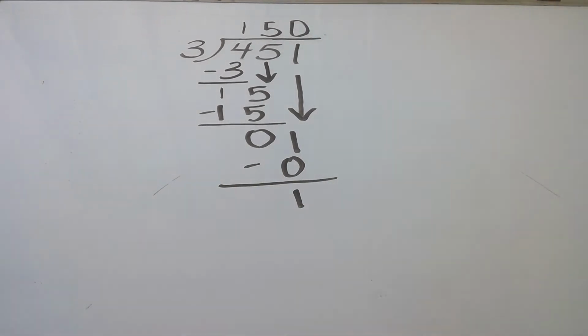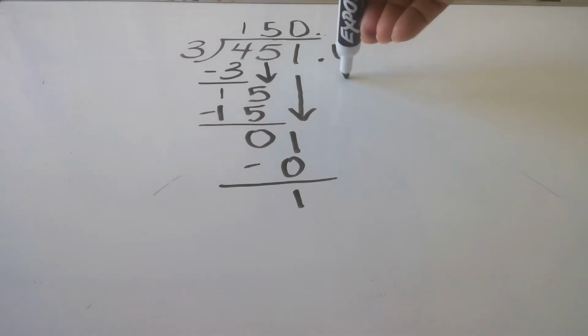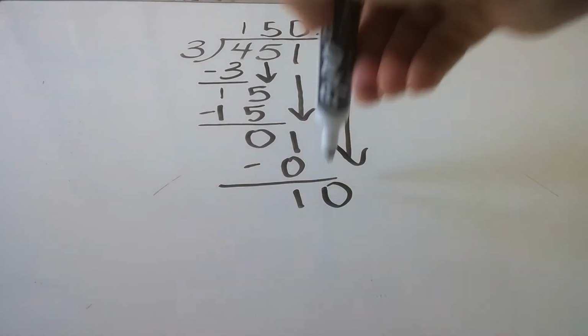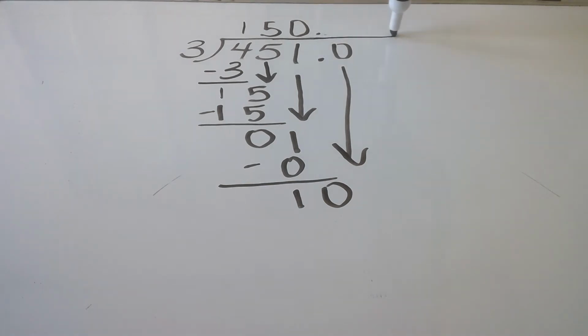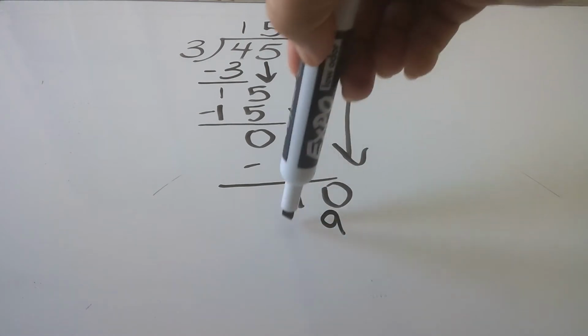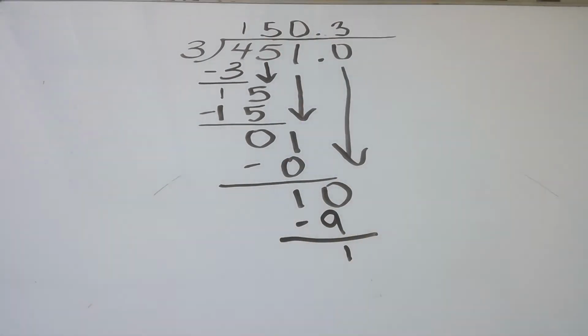What we do is we'll add a decimal, and we can add a 0. Remember, we can add as many zeros as we like after the decimal because it doesn't change the value of the number. So now we can keep going. 3 goes into 10 how many times? 3. 3 times 3 is 9, and when you subtract, you get 1.